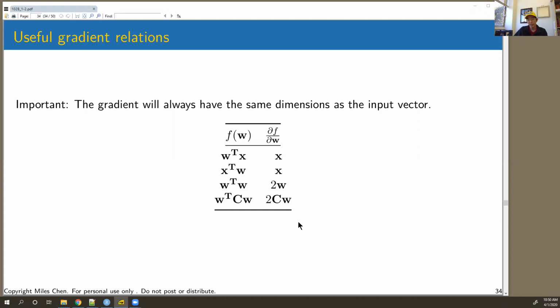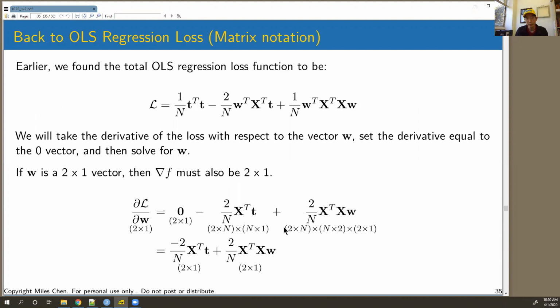C is going to have to be n-by-n, and so if you have W transpose C W, the result of C times W is going to end up being n-by-1, but C itself is going to be an n-by-n matrix. So always, underneath all of these things, write down the dimensions in a subscript below.